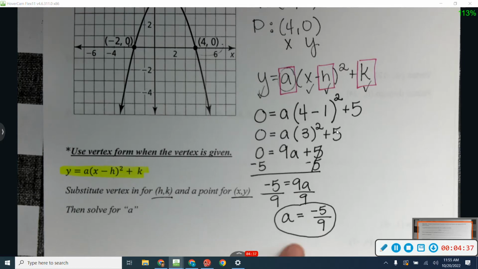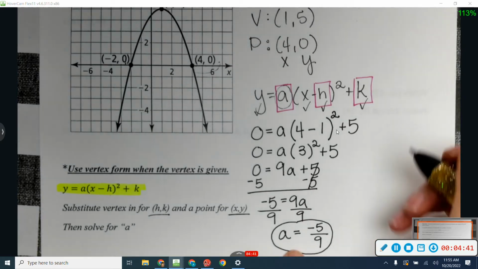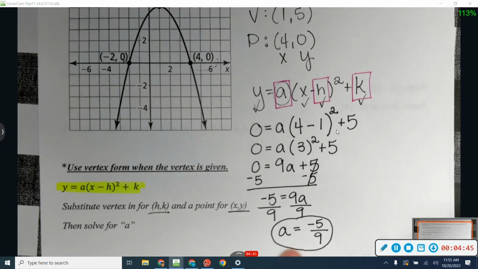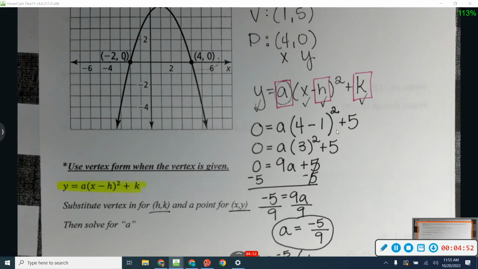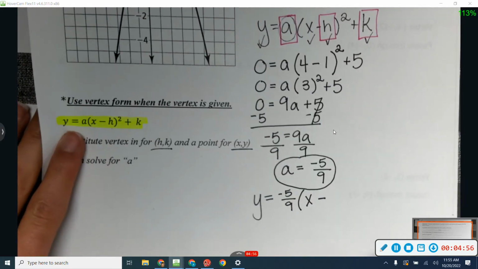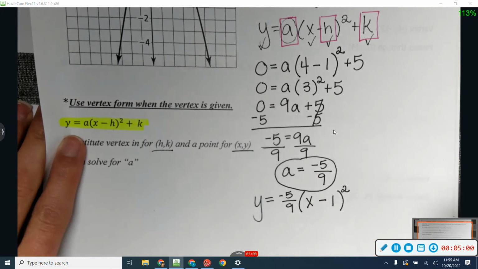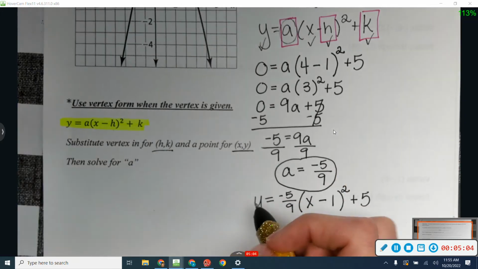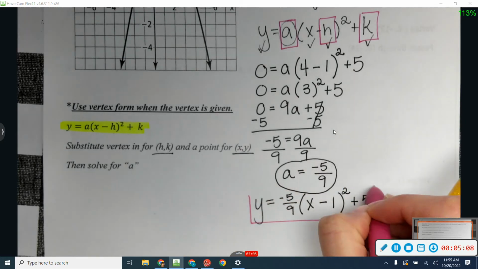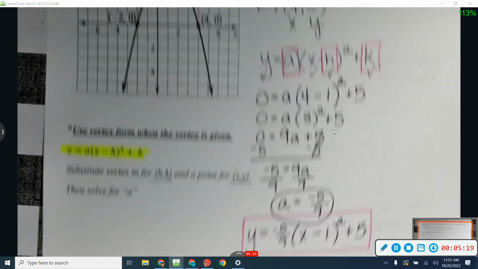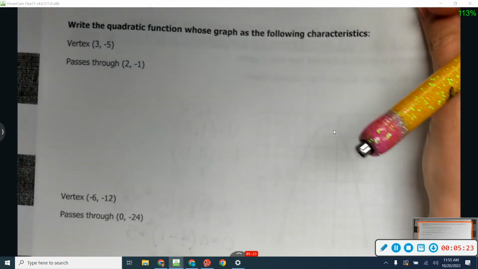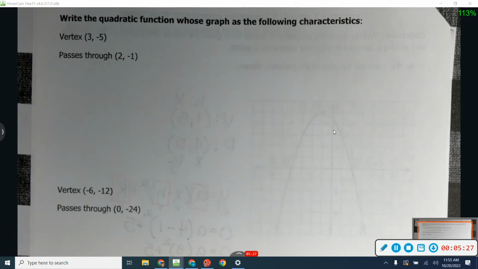So what we're going to do is take this a value, and take our vertex, and write our final equation. So it's going to be y equals my a value of negative 5/9, parentheses, x minus my h, which is 1, squared plus my k, which is 5. Y'all good with that? Okay. So that's when I give you a graph. But all the other problems, I'm specifically telling you this is the vertex and this is the point it passes through. So your key thing is labeling correctly and plugging in correctly.